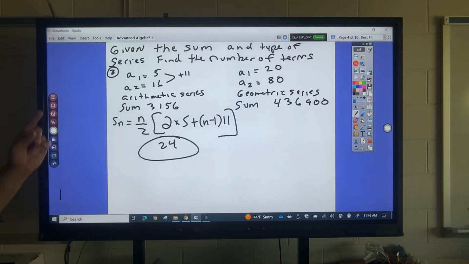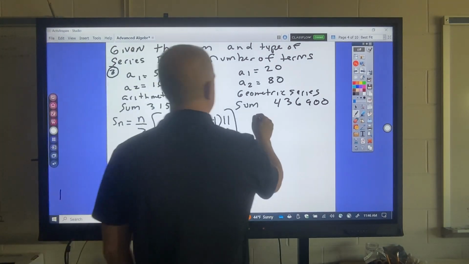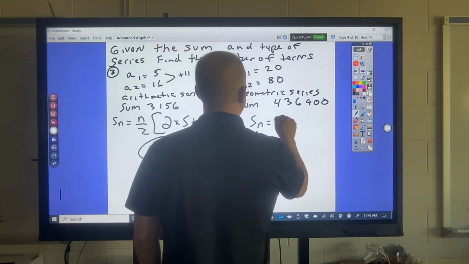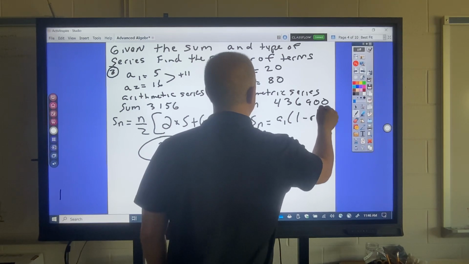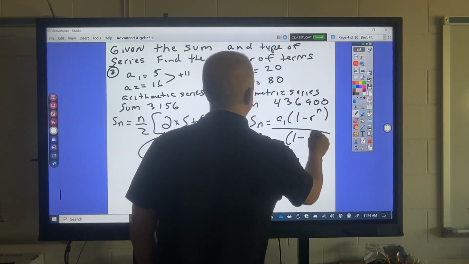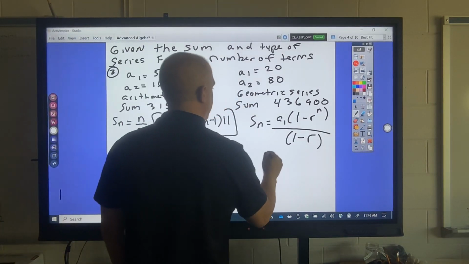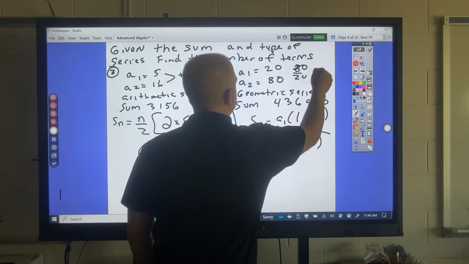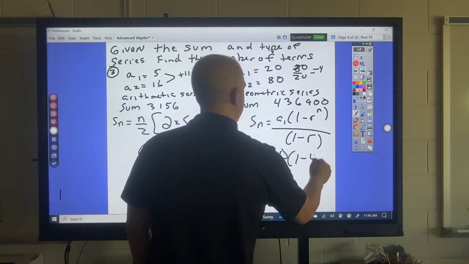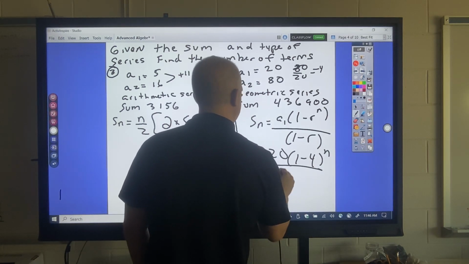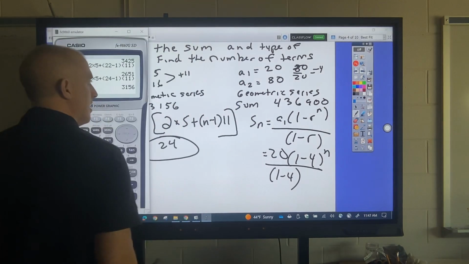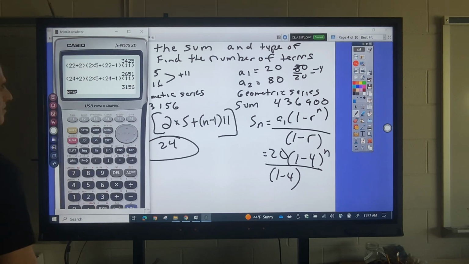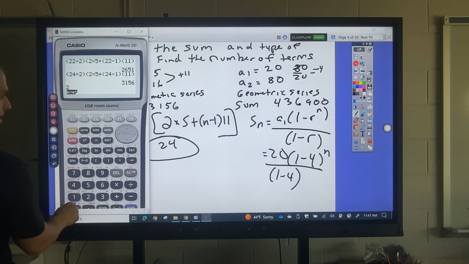Okay, sum of a geometric series. So what I got is that the first one is 20. All right, 80 divided by 20 would be 4. 1 minus 4 to the n, all over 1 minus 4. Okay, and I'm trying to get 436,900. Let's start with 10, why not?